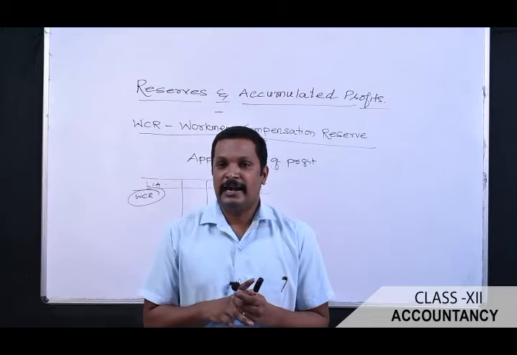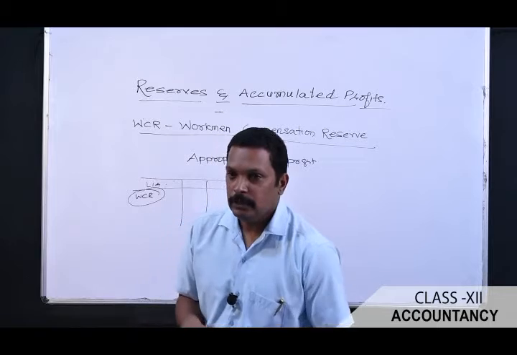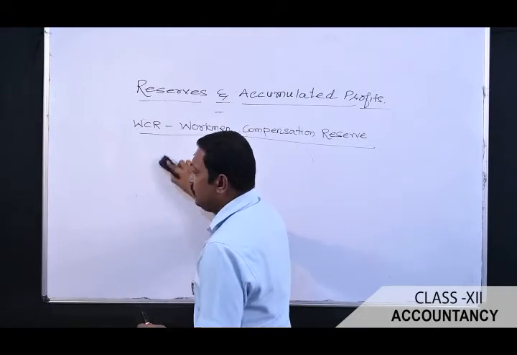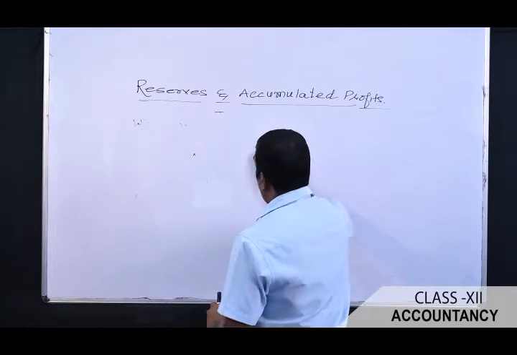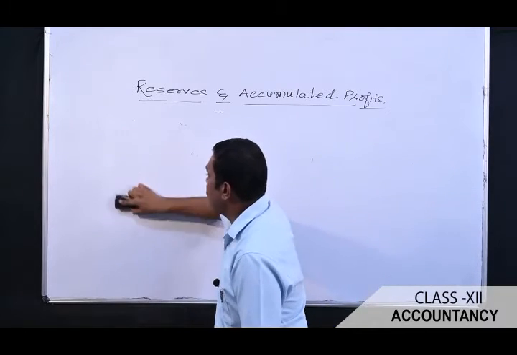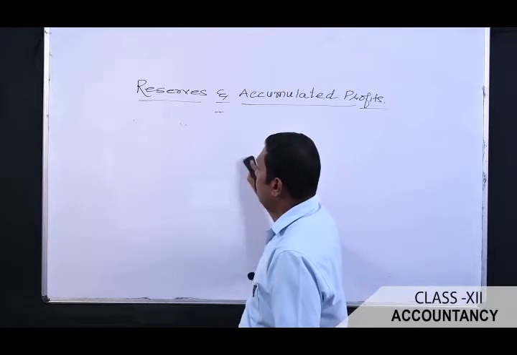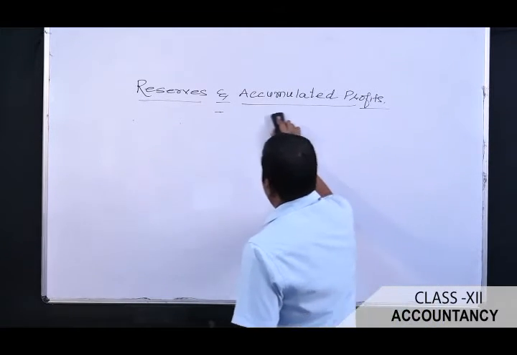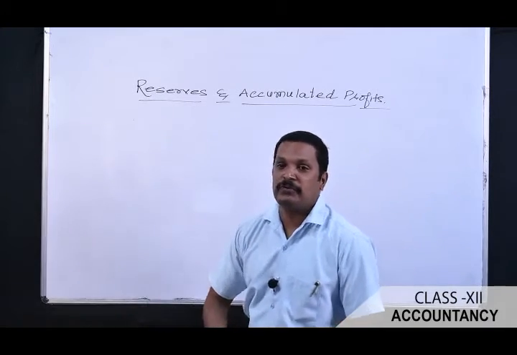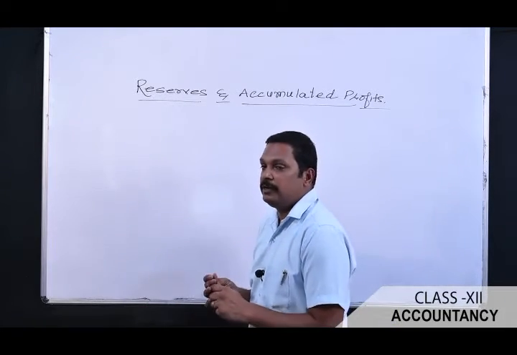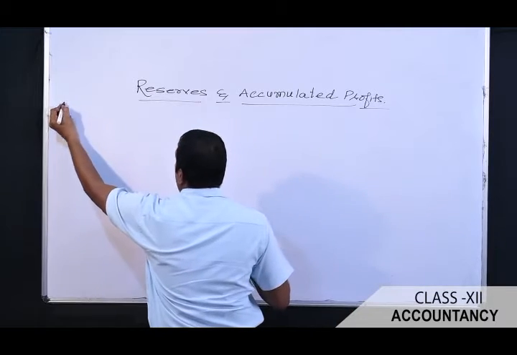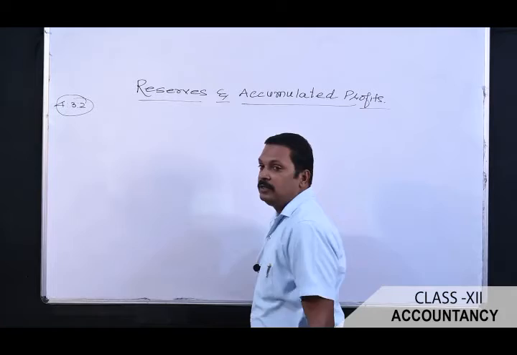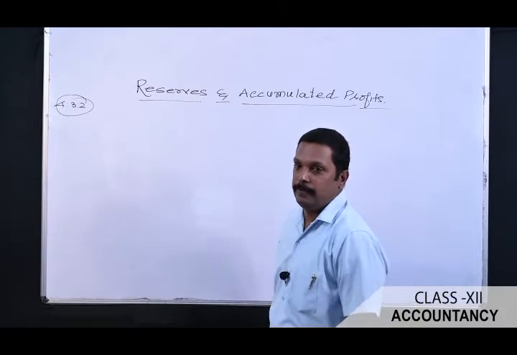So let's start with the first case. What is given in the question? Old ratio is given, new ratio is given. While distributing WCR, which ratio will be taken into account, old or new? Old only. As it is a reserve created before the change in profit sharing ratio, it should be distributed in the old ratio only. The old ratio is 4:3:2. So we have to distribute WCR in this ratio only.